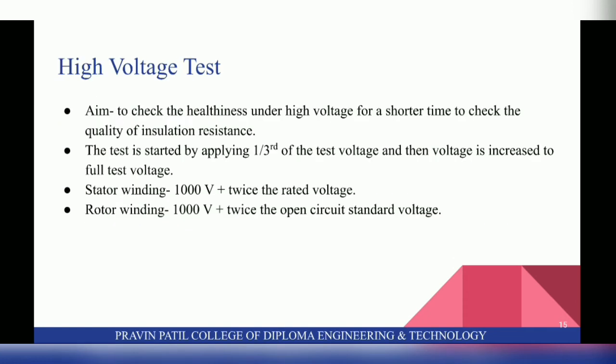Next is the high voltage test. The aim of this test is to check the healthiness under high voltage for a shorter time, to check the quality of insulation resistance. The test is started by applying 1/3 of the test voltage, and then the voltage is increased to the full test voltage. For stator winding, it is 1000 plus twice the rated voltage. This is the test voltage for stator winding. For rotor winding, the test voltage is 1000 volt plus twice the open circuit standard voltage.